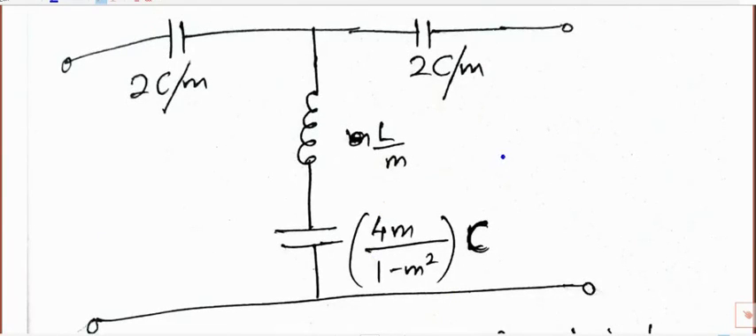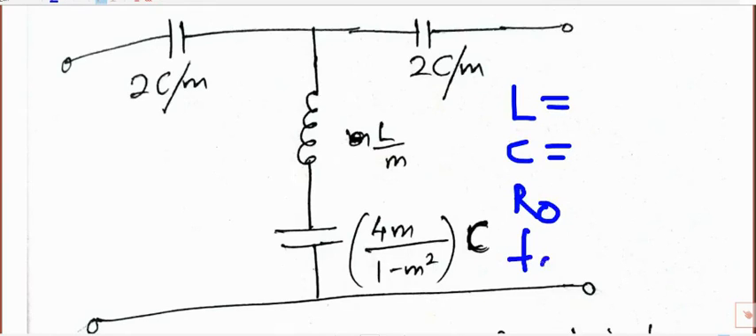Then you already know for constant K high pass filter the L value, C value, R0 value, FC value. Just calculate all these values and then you should calculate 2C by M, L by M, 4m divided by (1 minus m square). You should calculate this factor and then multiply correspondingly with capacitor and inductor values.